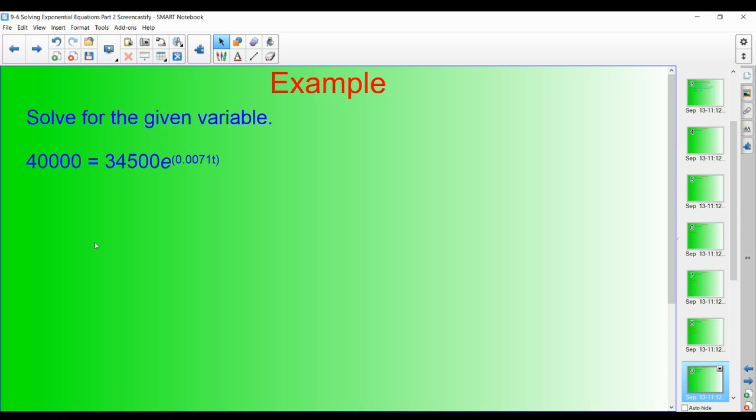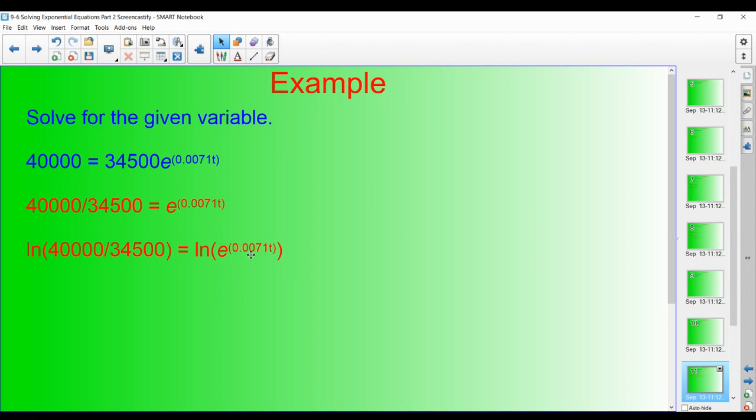Now, this one's slightly different because I have e here. First step, still, I see a multiplication, so let's divide both sides by 34,500. This is a compound interest problem. Now I see base e, so instead of taking log base 10 of both sides, I'm going to take the natural log of both sides. You could take the log base 10, but you're going to see in a minute that taking the natural log of both sides is going to make the right side simplify very, very nicely.